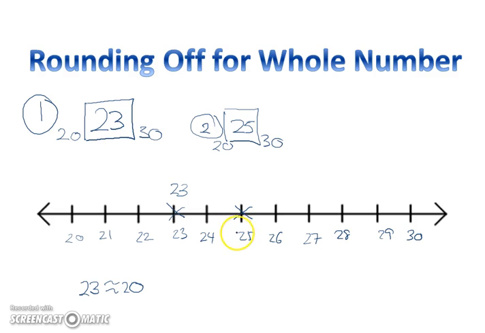Okay, most of you are also correct. Anything that is at the midpoint and above should be nearer. We should round up to 30. So in conclusion, 25 when rounded off to the nearest 10 is 30.